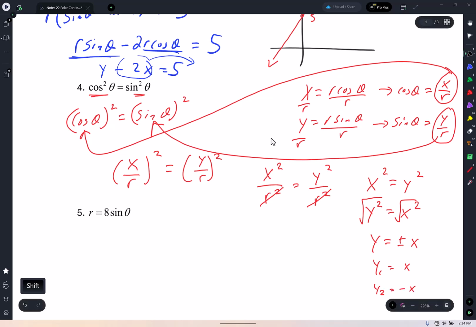It looks like this, guys. I'll write it right here. Here's y equals x. Here's y equals negative x. So it creates 2 lines? It just creates 2 lines like that. It looks like an X.